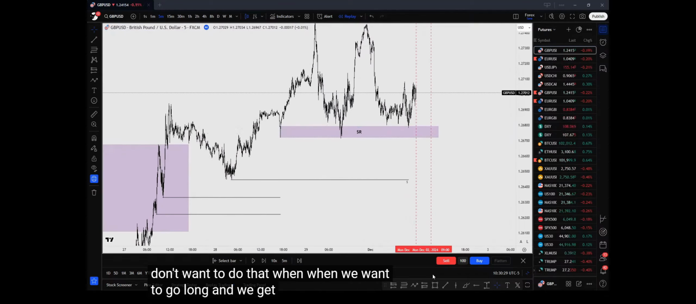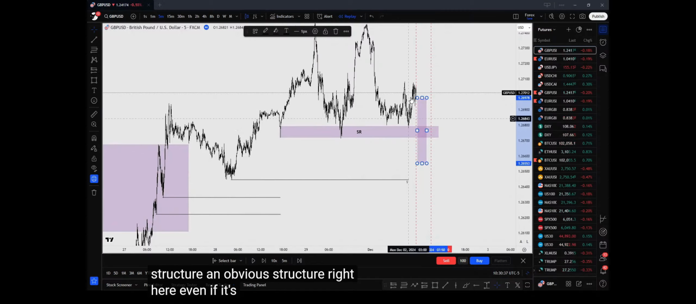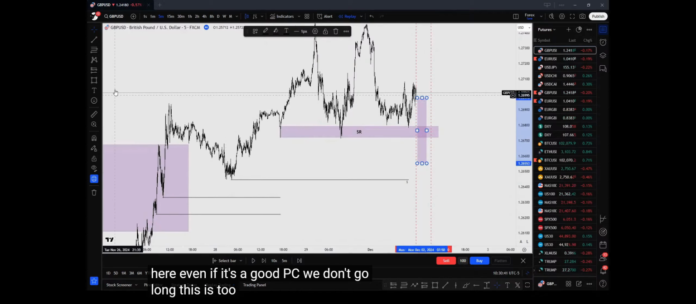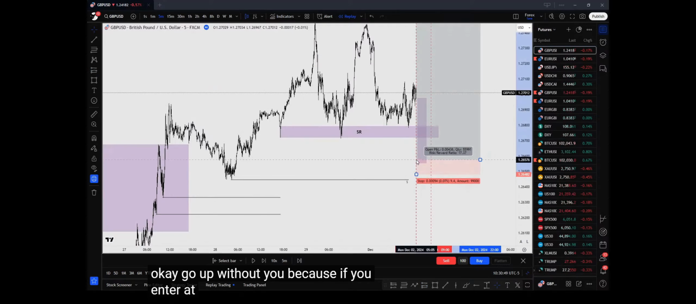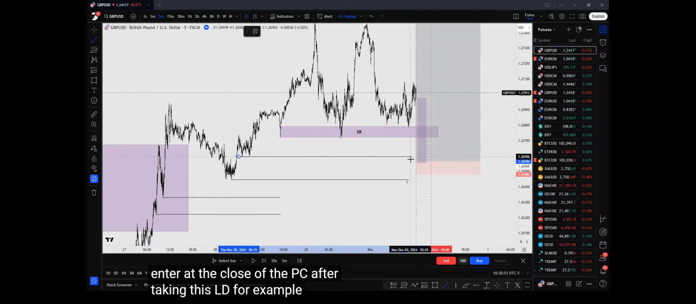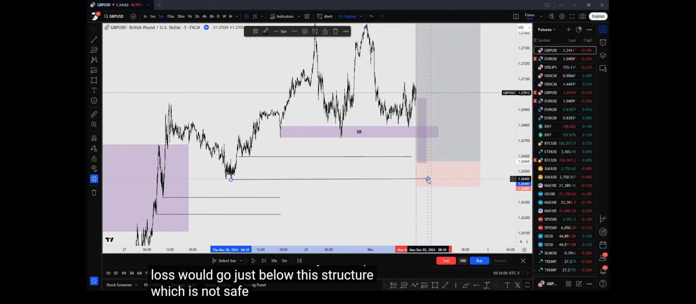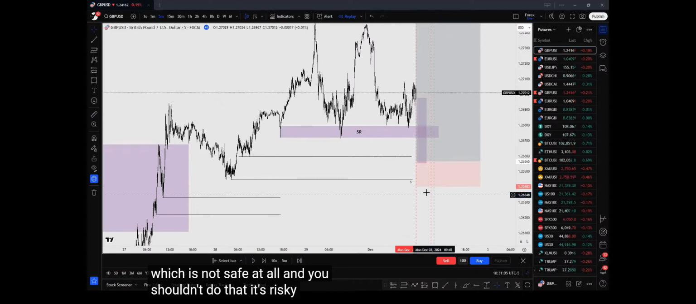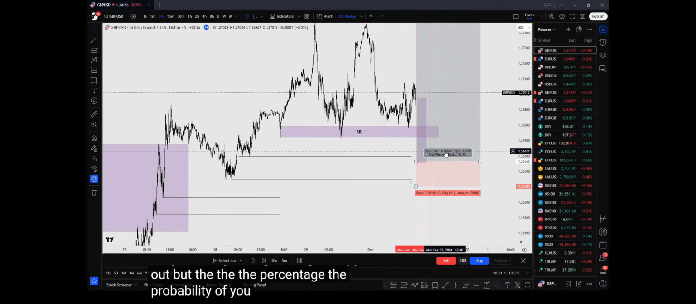When we want to go long and we get a PC, for example, like this, and the PC has closed above a structure, an obvious structure right here, even if it's a good PC, we don't go long. This is too risky. Let it go up without you, okay? Because if you enter at the close of the PC after taking this LD, for example, PC closed below SR, then your stop loss would go just below this structure, which is not safe at all. And you shouldn't do that. It's risky. And by risky, I mean you might not get stopped out, but the probability of you getting stopped out is more, the probability of you going into drawdown is more. So you don't do this.